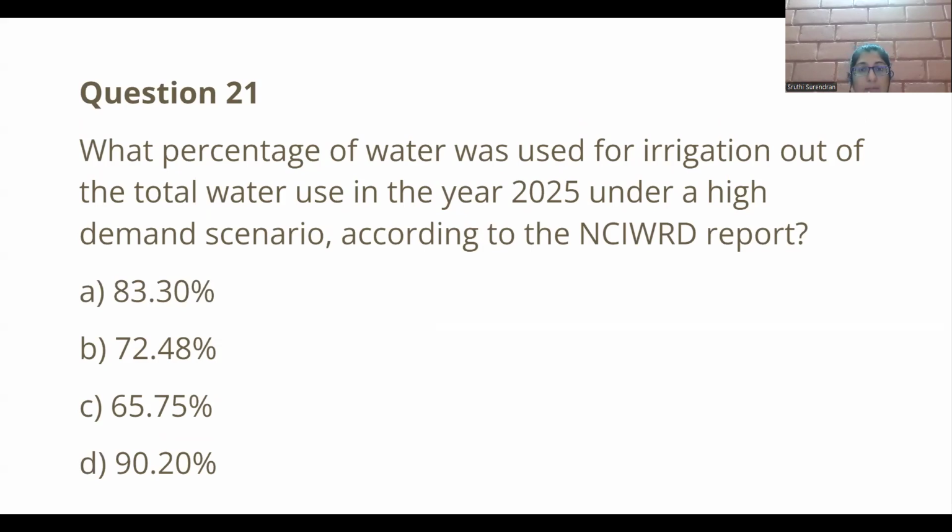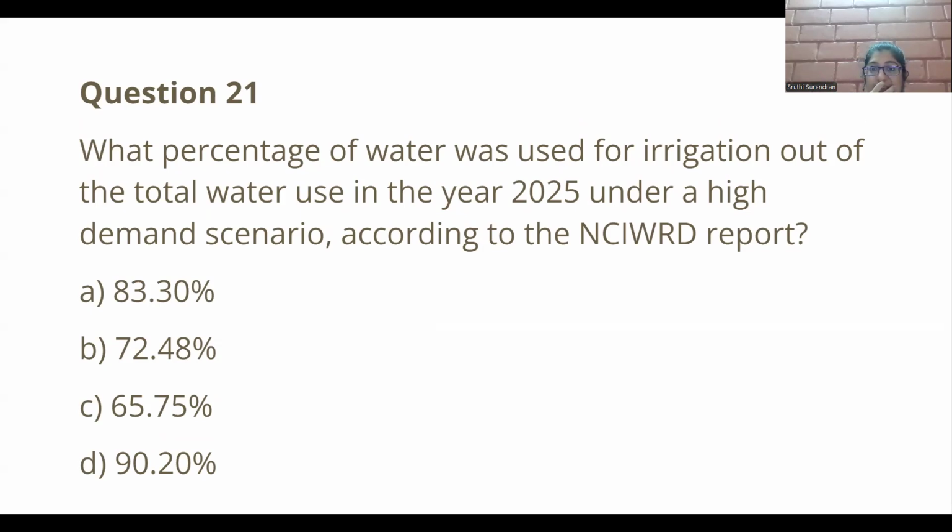So they'll predict what the population is at that time. They're going to consider what kind of usage we have now. Based on all of that, they make a prediction for a very high demand scenario. High demand is when population is going to be a lot, but the supply is going to be less. What is going to be the water consumption used for irrigation?